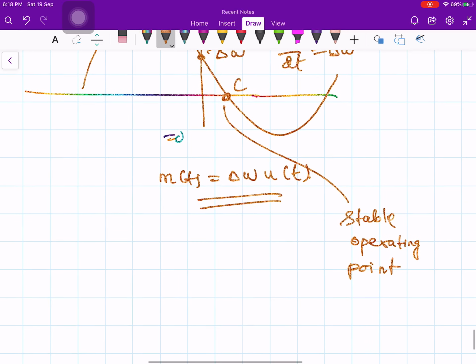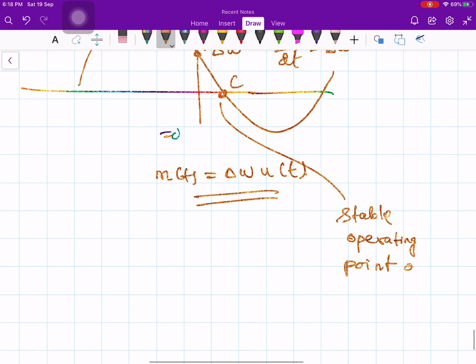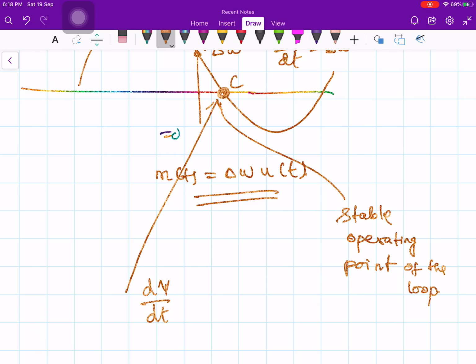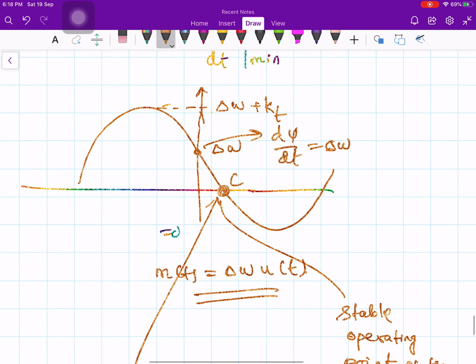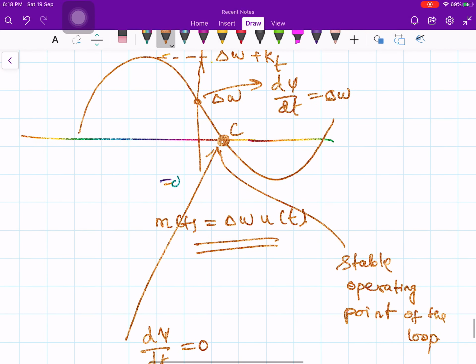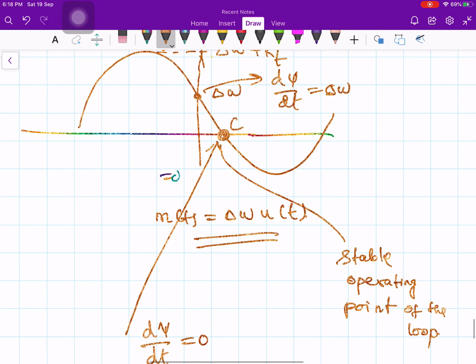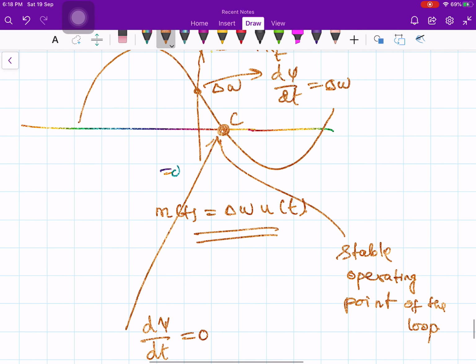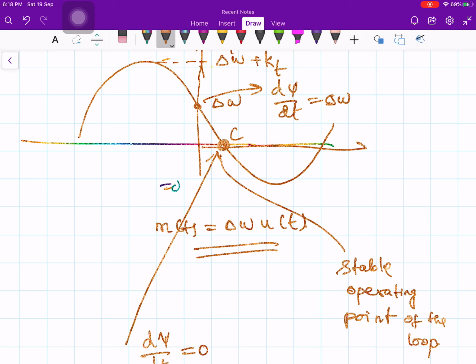Okay, stable operating point of the loop, which means that after the frequency step has been applied, the loop will eventually come to this point C, because at this point your d psi by dt is equal to 0. This is my y axis, d psi by dt. Why is it d psi by dt equals 0? Because the y axis is 0 on this x axis.